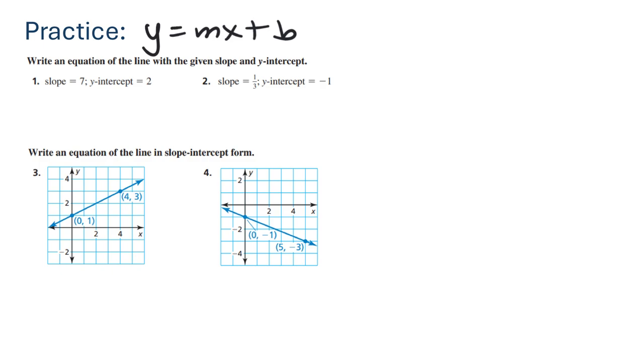What is y we're not given? Well, who's our m here? 7x. Is it plus 2 or minus 2? Plus 2. That's our answer. What about number 2?